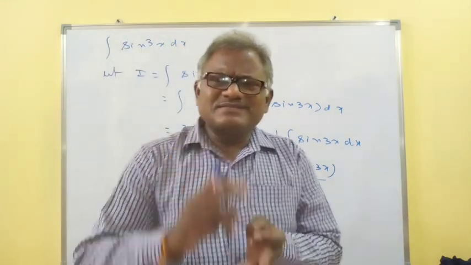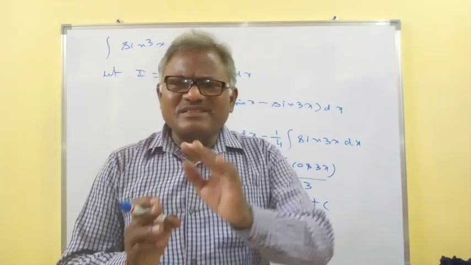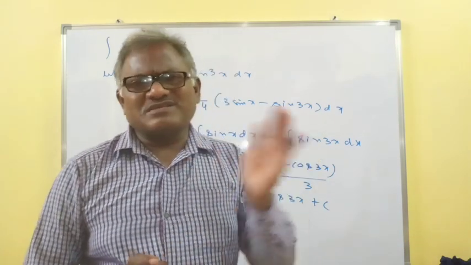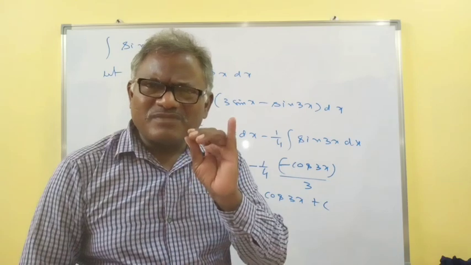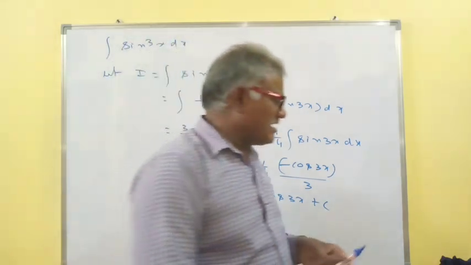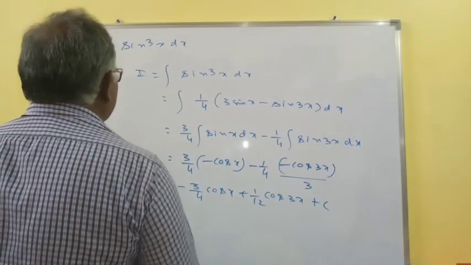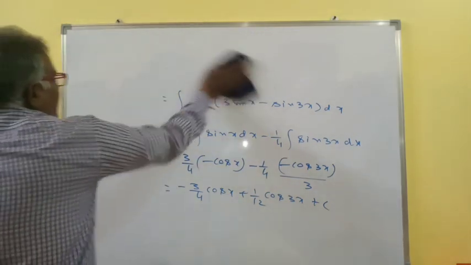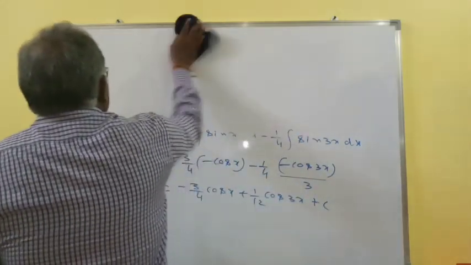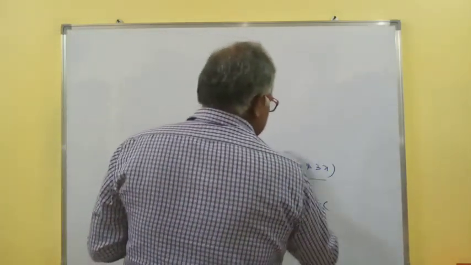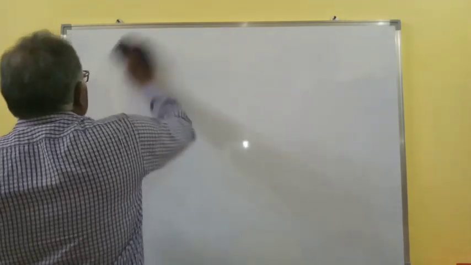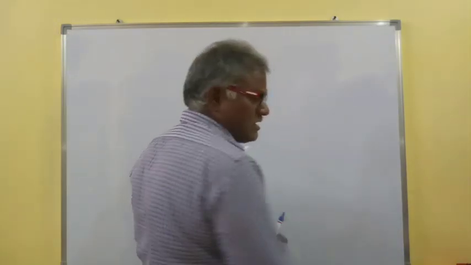For cos cube x or sin cube x, whatever it may be, the process is the same. For cot square x, tan square x, the process is the same. We know the formulas for trigonometry. If you are thorough with the formulas, you will definitely get the solution. Otherwise you can't. It is better to remember all the formulas in trigonometry, especially multiple and submultiple angle formulas. Next one, you see.